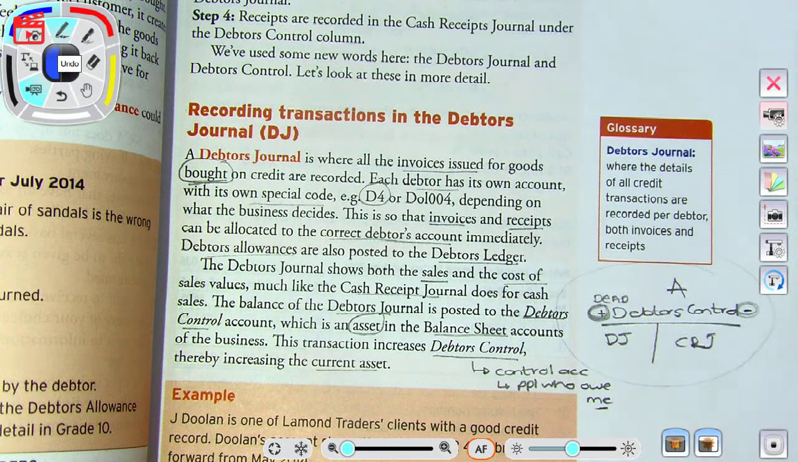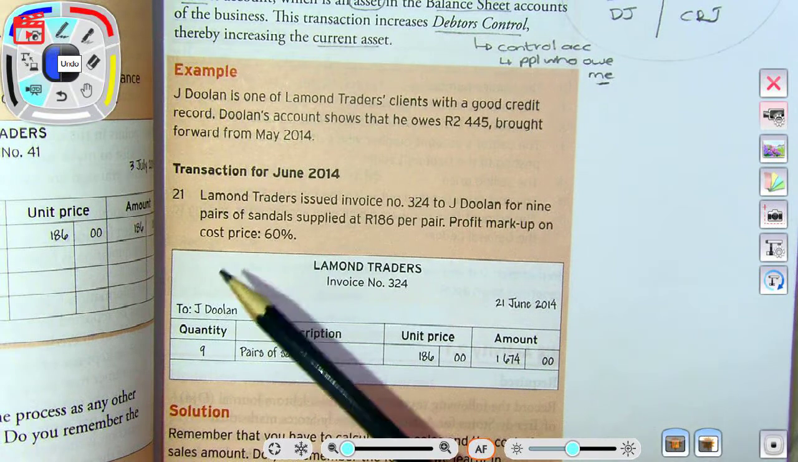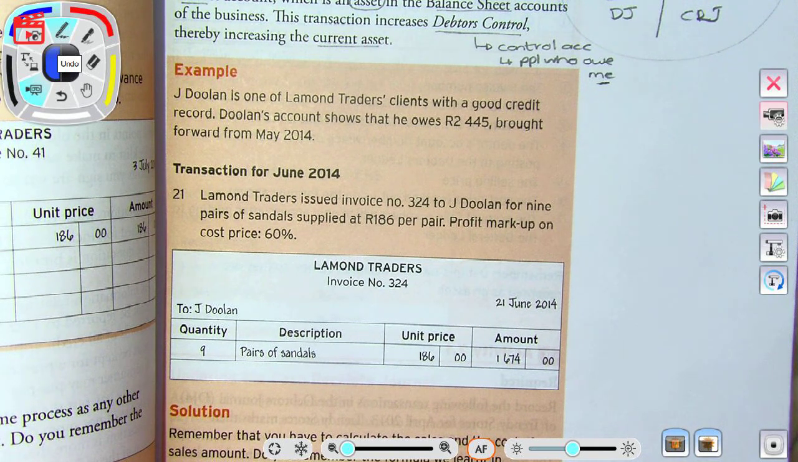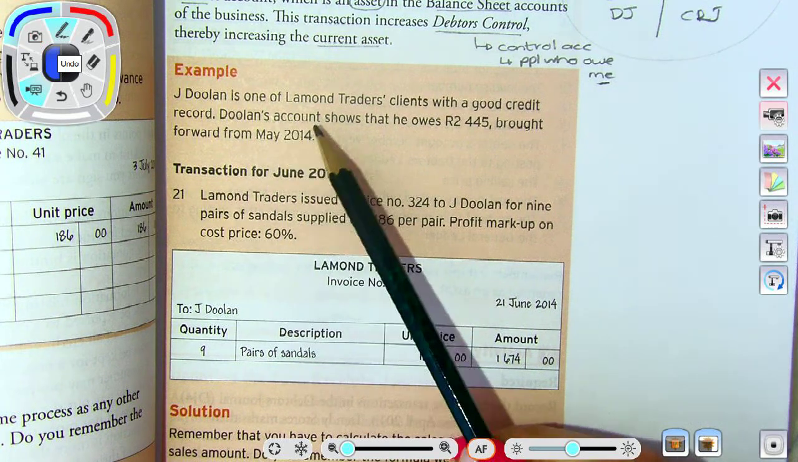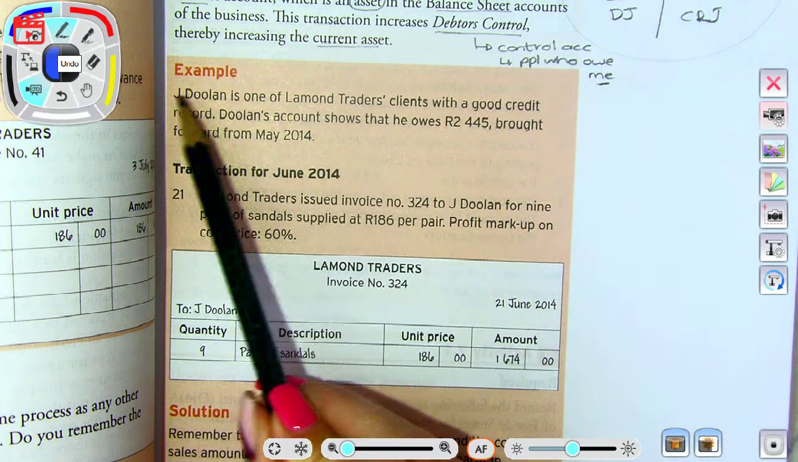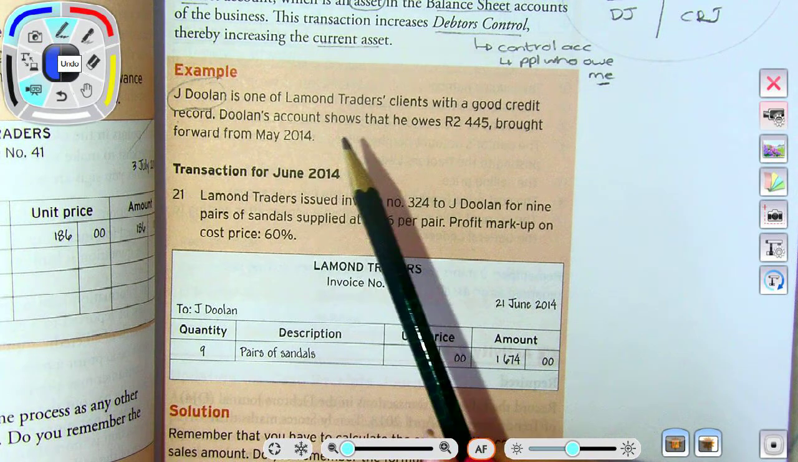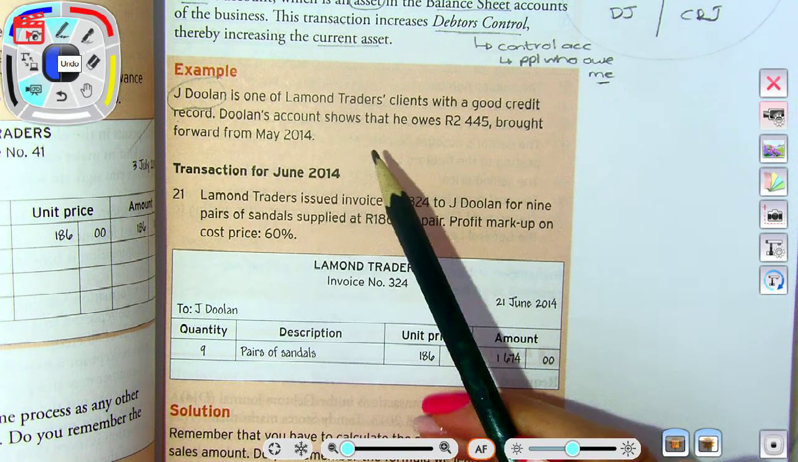Okay, so this was just a bit of insight into what we are going to be doing, but let me take you back to the basics. So what we are focusing on now is how to record a credit sale in your debtors journal. Okay, Jay Doolan is one of Lambden Traders' clients. So in other words, Jay Doolan is a debtor and he has a good credit record. Doolan's account shows that he owes 2,445 Rand.